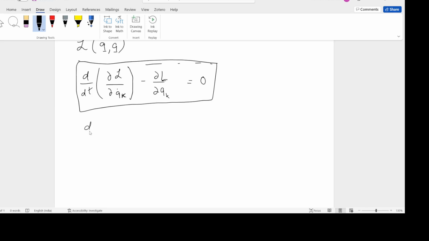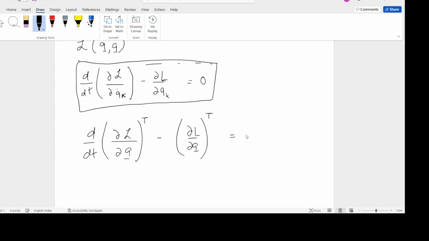Once external forces are added, this changes. But before this, we will write the same equation without any external forces in vector form. So to write this in vector form, d over dt of del L by del q dot minus del L by del q is equal to the zero vector.